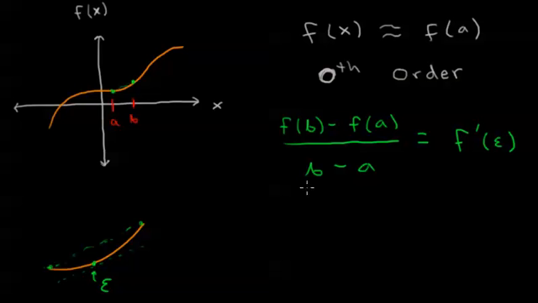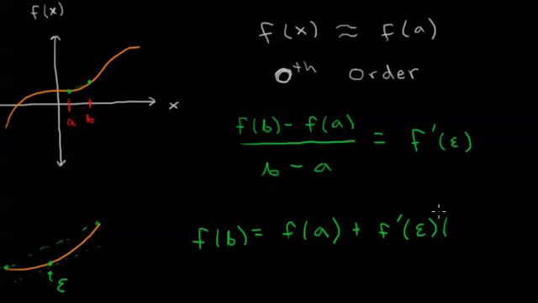So I'm going to solve this for f of b. So I'll get f of b equals f of a plus f prime evaluated at epsilon times, I'll shift over a little bit, b minus a.